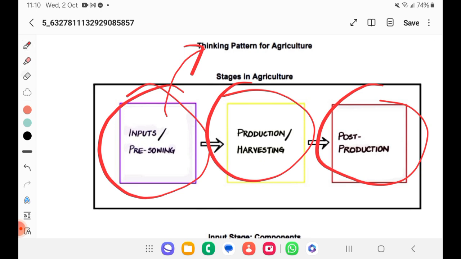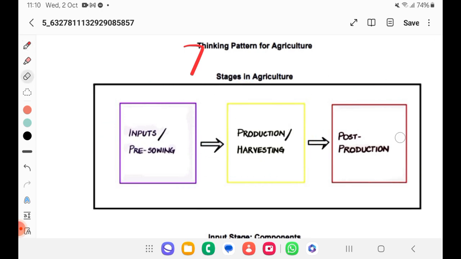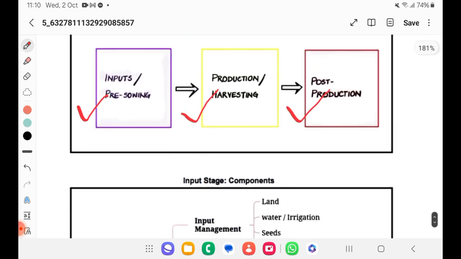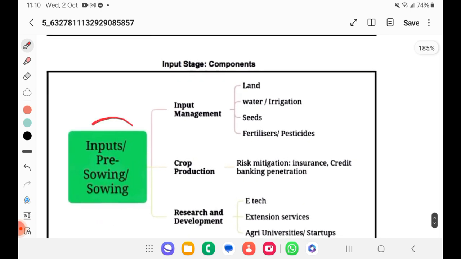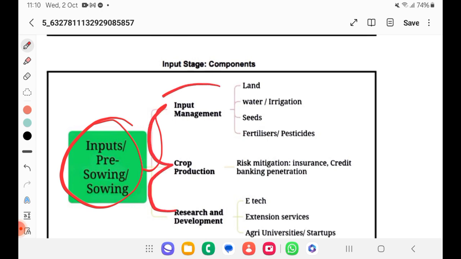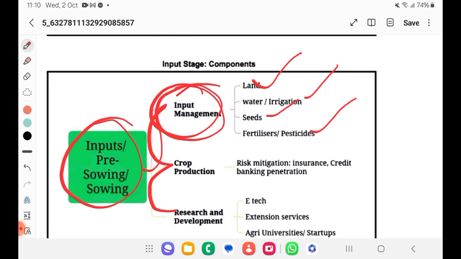So we decided that there are three stages of agriculture. First is the input stage, that is pre-sowing, then harvesting or production, and post-production stages. Then we started understanding the input stage and we saw three categories here. One is input management, under that land, water, seed, fertilizer or pesticides under inputs.